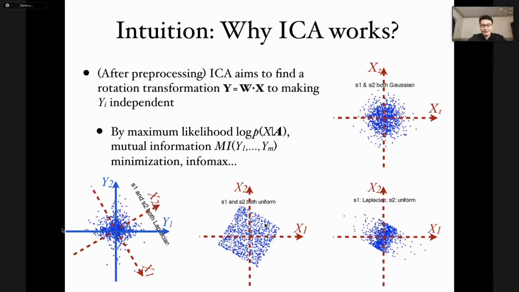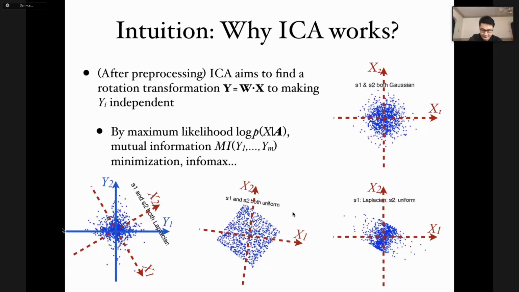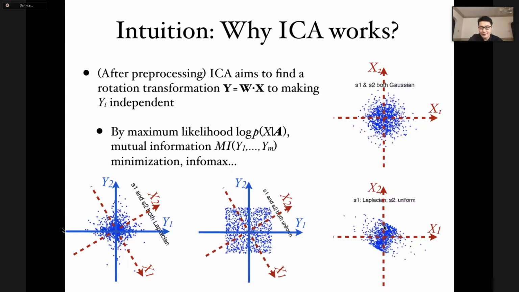And in the second case, right here we have a scatter plot, a way to visualize the joint distribution of the variables. Originally, the underlying independent variables are uniformly distributed. So you have to rotate the variables this way. And in the third case, one independent variable is uniform, and the other is Gaussian, I think.